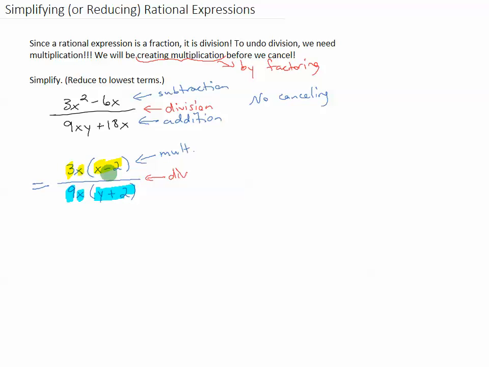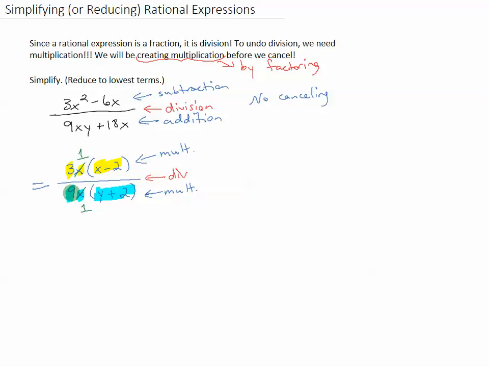Those are all each called factors. The things that multiply together are called factors. So we have multiplication on the top and the bottom, so we know we can cancel any common factors. Well, x divided by x is 1, so those will cancel and leave behind 1's.